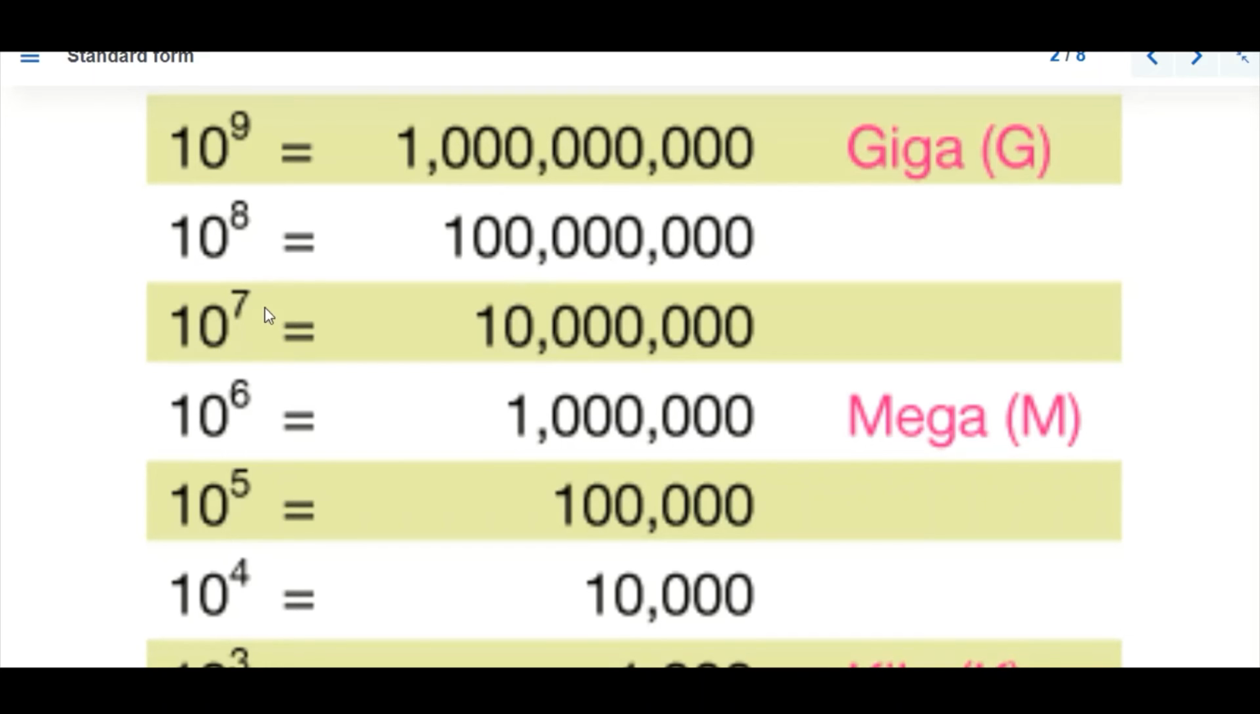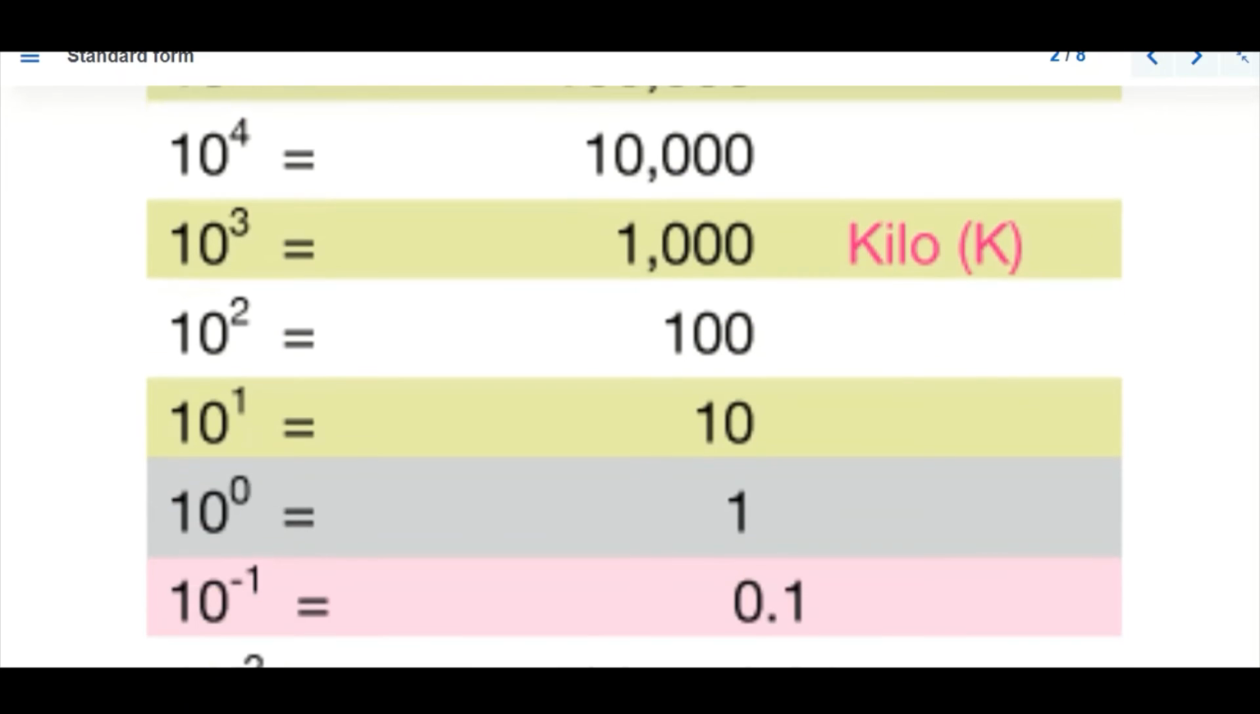The same thing applies to this. 10 raised to power 7, that implies that we are having 7 zeros. 10 raised to power 6, we are having 6 zeros, which give us what? 1 million. Now 10 raised to power 5, that implies that we are having how many zeros? We are having 5 zeros, which give us what? 100,000.